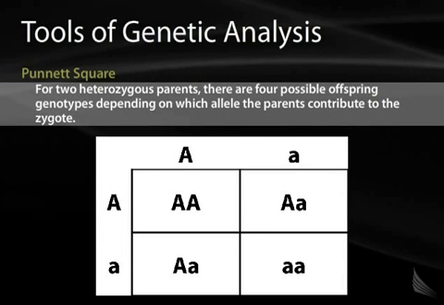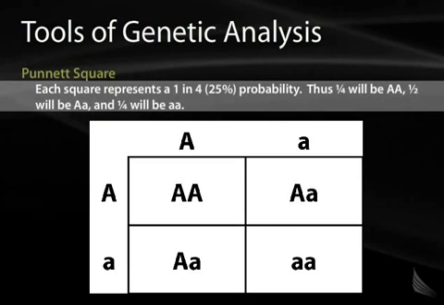Now, we see for two heterozygous parents there are 4 possible offspring genotypes depending on which allele the parents contribute to the zygote. Again, each parent has one dominant A, one recessive A, and so depending on how those match up will determine the phenotype and the genotype of the offspring. Each square represents a 1 in 4, 25% chance or probability. Therefore, 1 out of 4 offspring will be homozygous dominant for the A, 1 out of 2, or 1/2, will be heterozygous, and 1 out of 4 will be homozygous recessive.